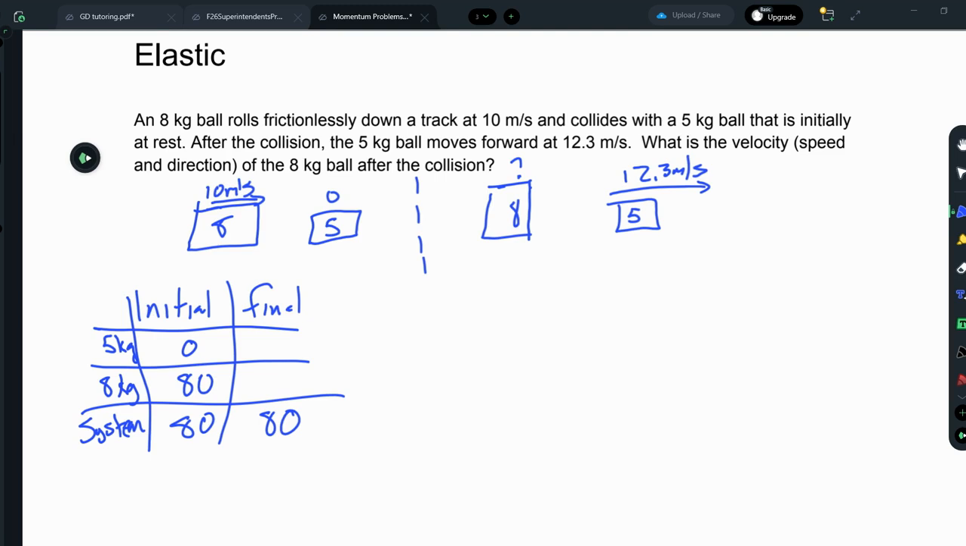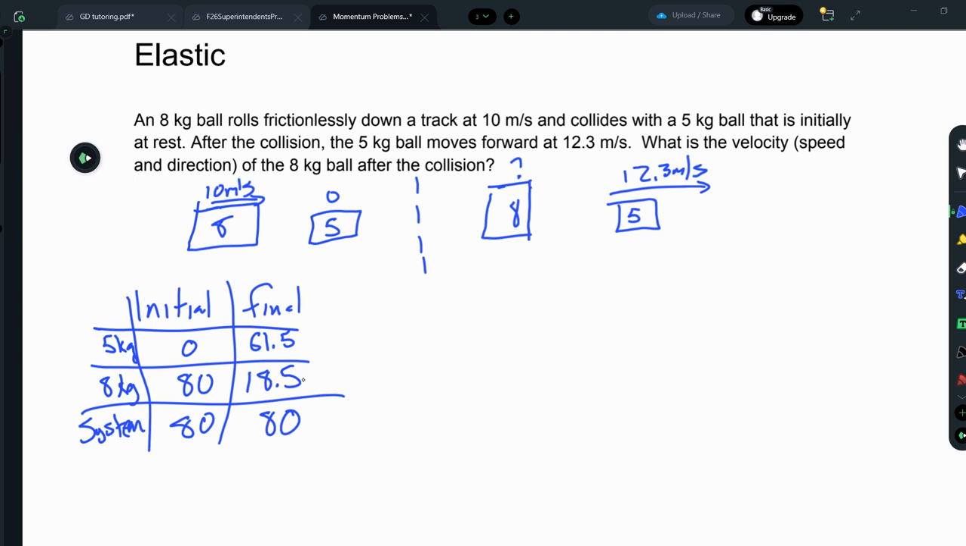do a little side work. 5 times 12.3 tells me that I have 61.5 kilogram meters per second of momentum for the ball, which means the 8 kilogram ball has to have the rest, right? Whatever's going to make the total 80 there. So I think that should be 18.5 kilogram meters per second.